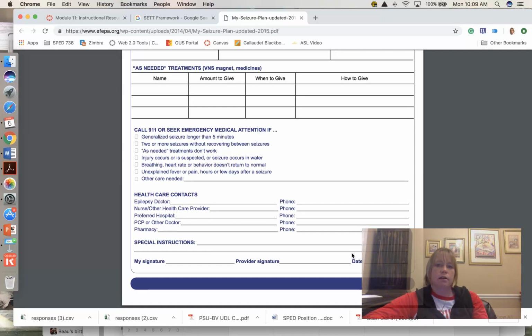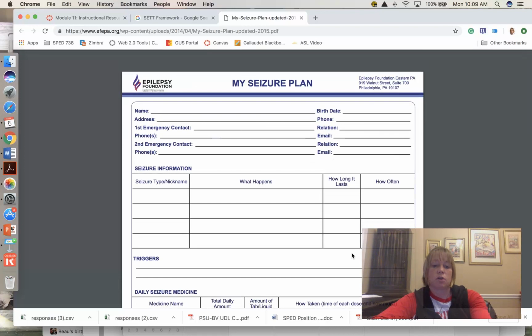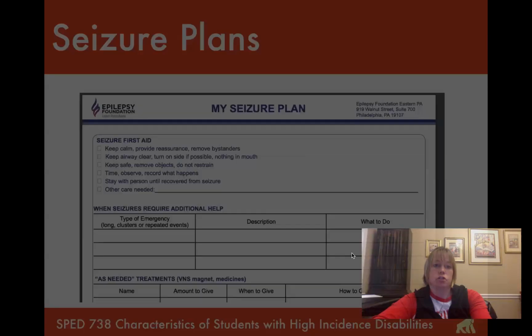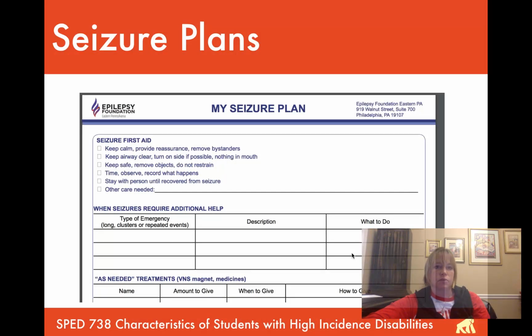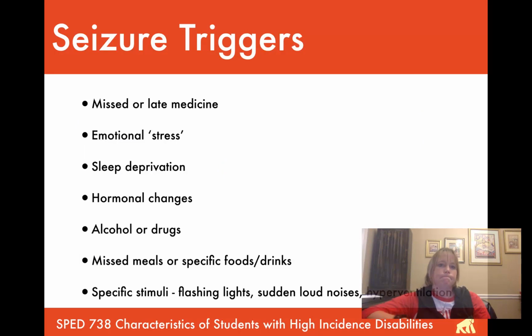That way the entire IEP team is on the same page in terms of how to manage those seizure plans. It also involves the nurse at the school. You want to make sure the paras working with the student are very aware of this plan and really understand what the steps are when the student has a seizure. Anyone that comes into regular contact with the student, you'll want them to be well versed in this seizure plan. When we look at some things that trigger seizures, of course, missed or late medicine.